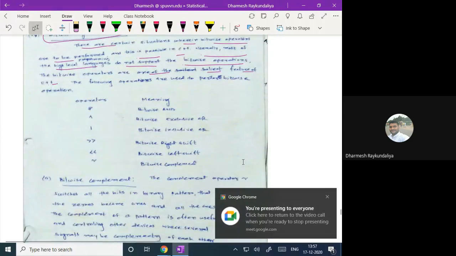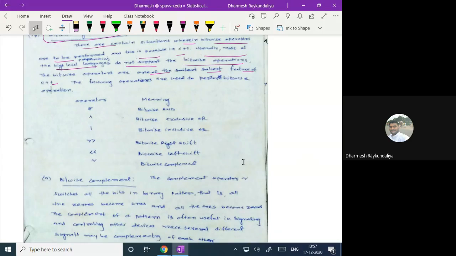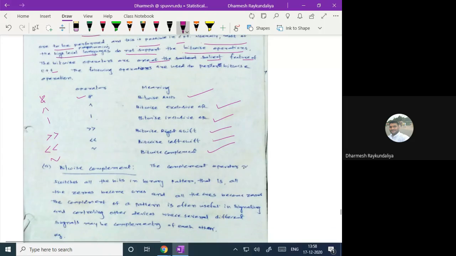Okay. So bitwise operators are the salient feature of C++. What are the bitwise operators? This is the single ampersand sign, then caret, then this, then right shift, left shift, and complement. This is called bitwise AND. This is bitwise exclusive OR. This is bitwise inclusive OR. Then bitwise right shift, bitwise left shift, and bitwise complement. We will see one by one the role of each. So let us start with the bitwise complement.